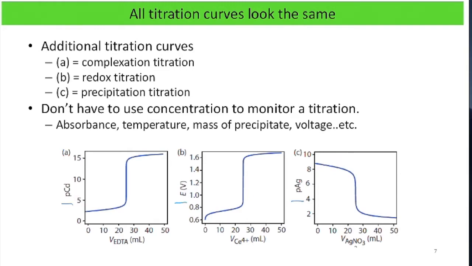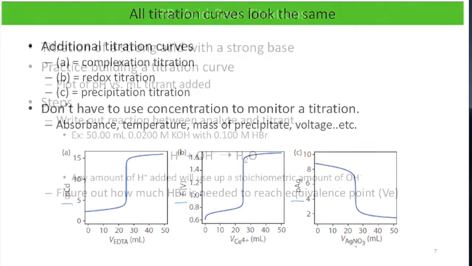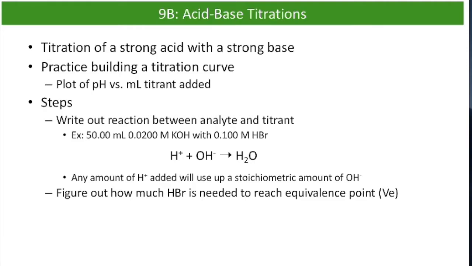And on the x-axis we have volume of EDTA, volume of cerium, or volume of silver nitrate. So you don't have to use concentration to monitor a titration. You can use absorbance, temperature, mass of precipitate, voltage, or any other useful property of that solution. So I'm going to spend the rest of this chapter talking about acid-base titrations.